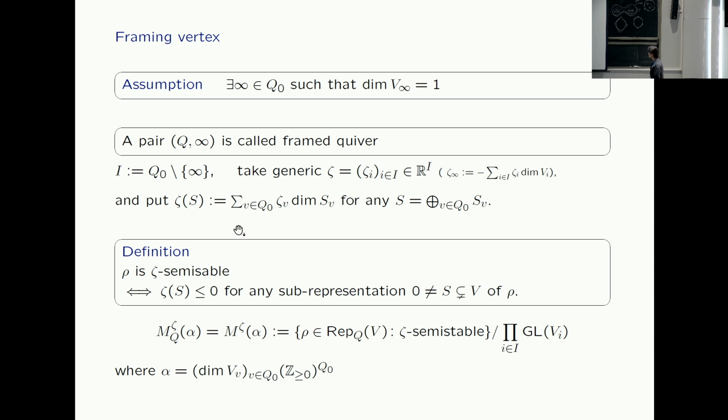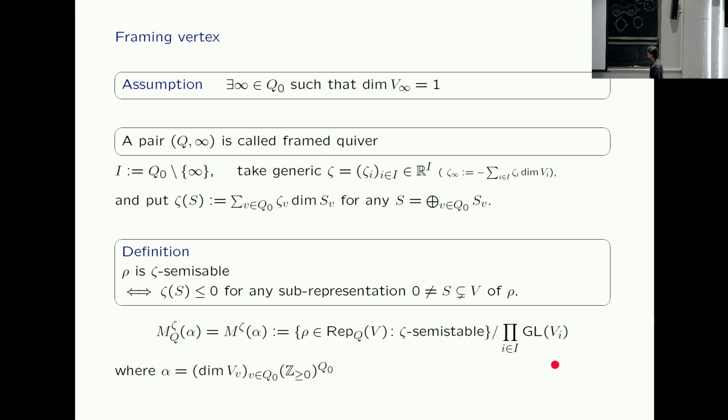So we take a generic stability parameter and set this value according to stability parameters. Then the definition of stability is as follows. So rho is zeta semi-stable if this equation holds for any sub-representation. Then the framed moduli space of framed quiver representation is given by this set.